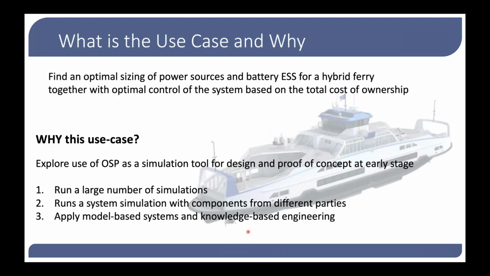So we formulated the use case into a collaborative design study together with partners in the JIP. And the main goal of the design study is to find an optimal sizing of the power system and battery ESS for a hybrid ferry, together with optimal control of the system. Our cost function is, ideally, the total cost of ownership.